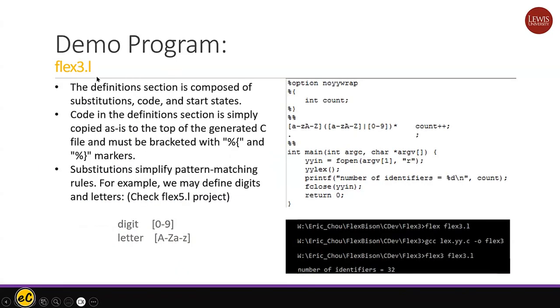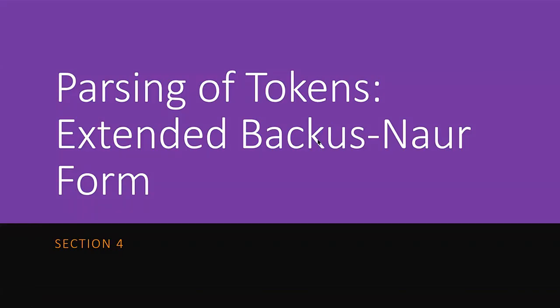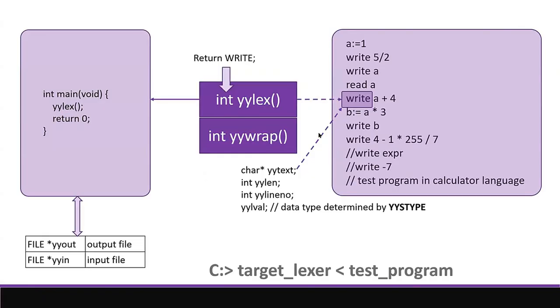And the next one is flex3.l. This one is actually counting the number of characters. Whenever you have a character defined over here, it will increase the counter. So it will be used to calculate how many identifier tokens you have. Then you can count the number of lines and the number of characters. This one is flex4.